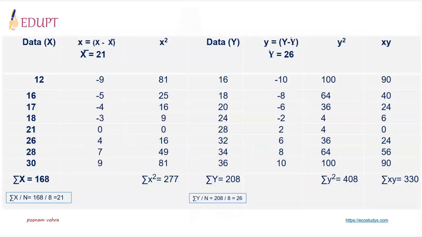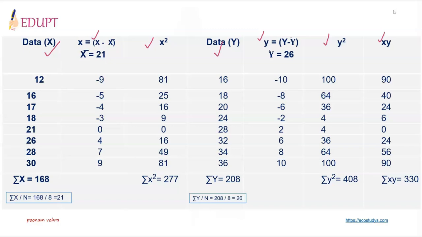Now here is the solution to the illustration. We need to make 7 columns of a table. Column 1 shows values of the variable x. Column 2 shows deviations from actual mean. Column 3 shows the square of deviations. Column 4 shows values of the variable y. Column 5 shows deviations of y. Column 6 shows square of the deviations of variable y, and the last column shows the product of x and y. So let us see how we do that.